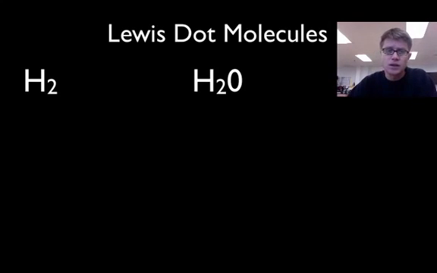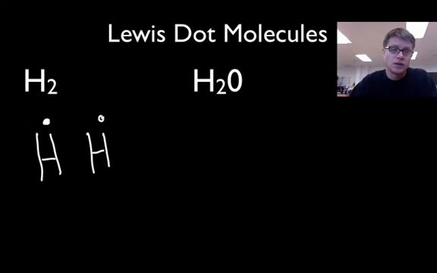So let's say we take something like hydrogen gas, H2. The way I do it is I first of all draw my Lewis dot structures for each of the atoms. So that'd be one hydrogen, and then here's the other hydrogen. And now I kind of imagine this thing in my brain. How am I going to get this electron and this electron to match up?